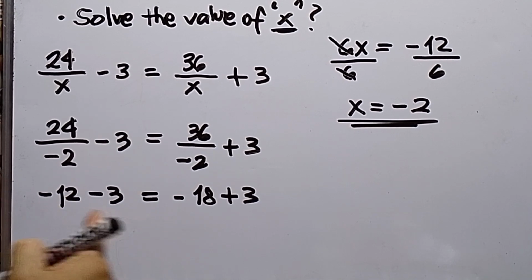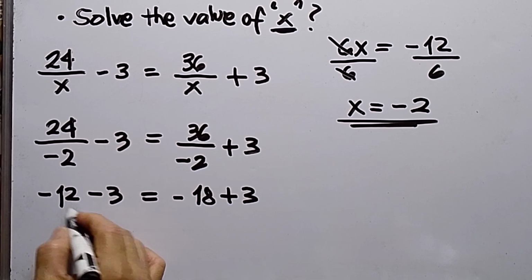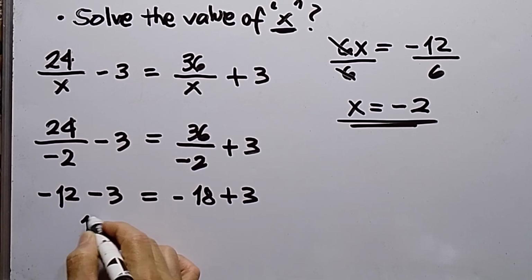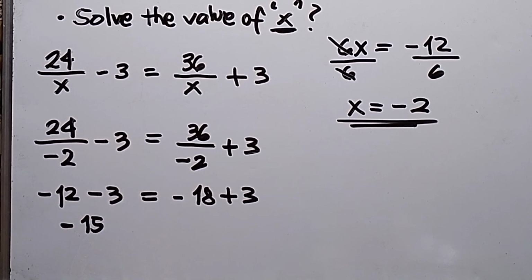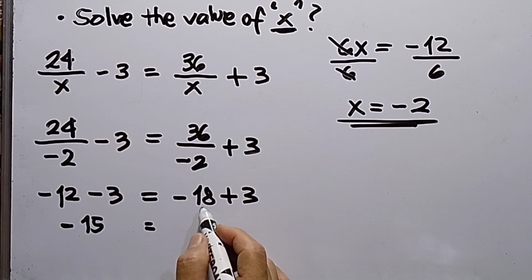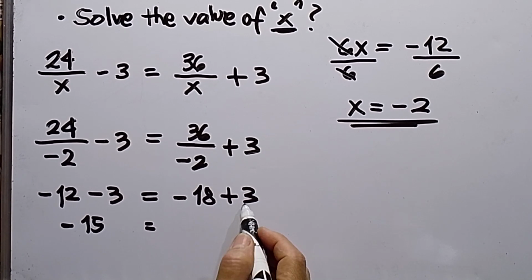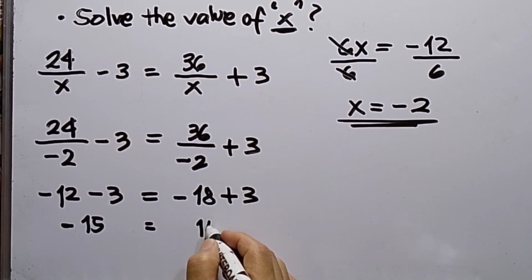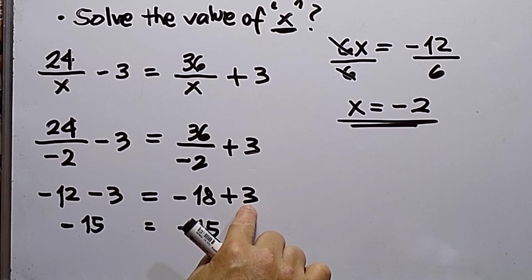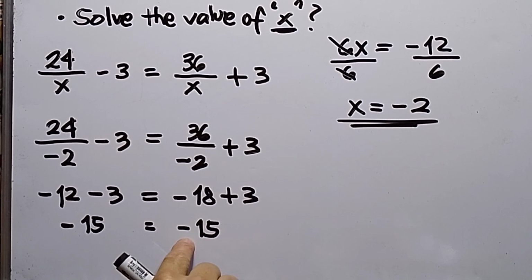So this one will be negative 12 and then 3. The same sign, so this will be add. So 12 plus 3 is 15, and the common sign will be negative. Then on the right, negative 18 plus 3. Since this is a different sign, subtract: 18 minus 3 is 15. Now the sign is negative because 18 is greater than 3. Since 18 is having a negative sign, therefore this will be negative 15.